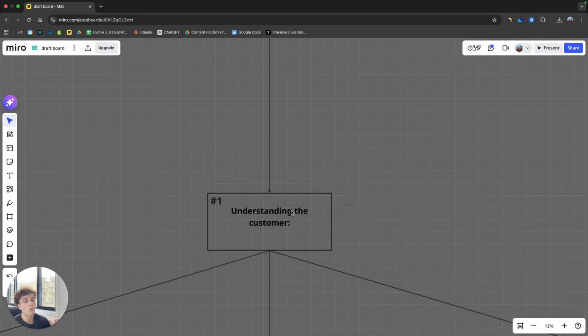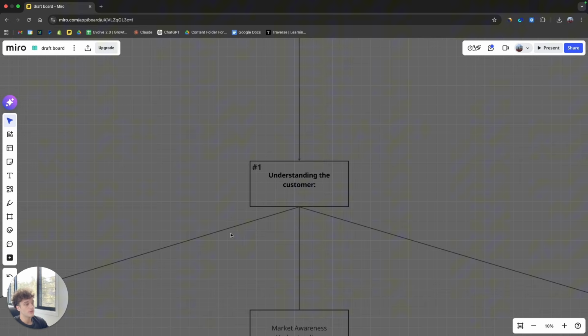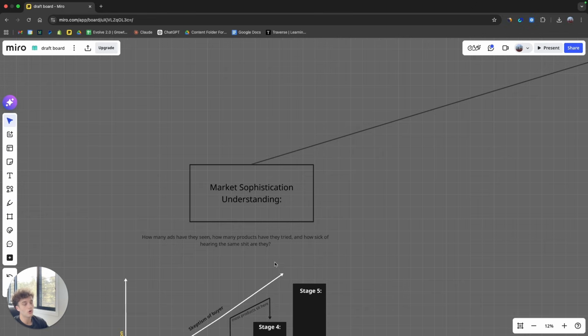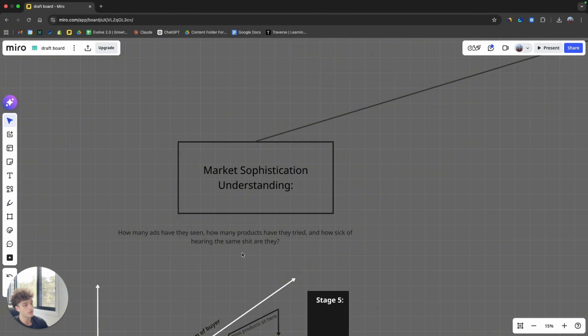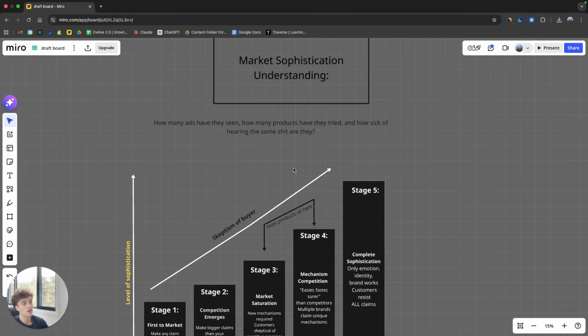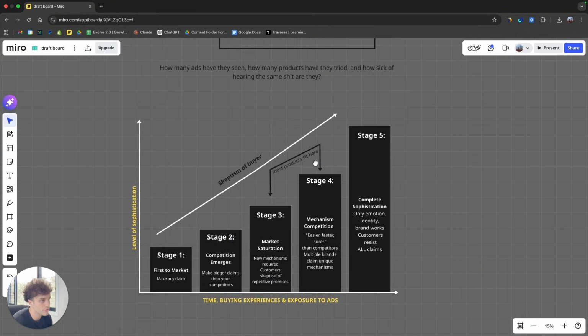So the number one most important thing when it comes to creating ads that are going to absolutely slap is your ability to understand the customer. Now, this comes down to a few things. The first one being your understanding of market sophistication. This is how competitive the market you're selling in is, which is going to dictate which strategy we take when it comes to launching ads. I already launched a full video on this, so I'm not going to cover it in too much detail. It's like 2 videos ago.